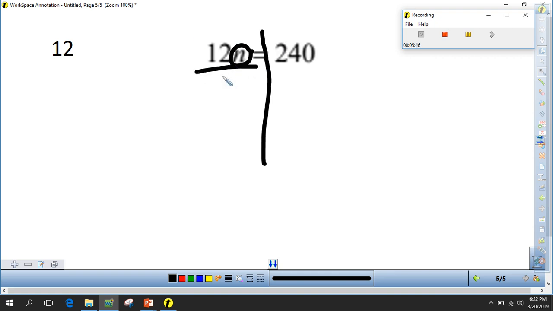So on this side, I'm dividing by 12. If I do it to one side, I have to do it to the other. 12 divided by 12 is 1, so that leaves me with the 1n, just like I want. 240 divided by 12 is 20. So n is equal to 20.